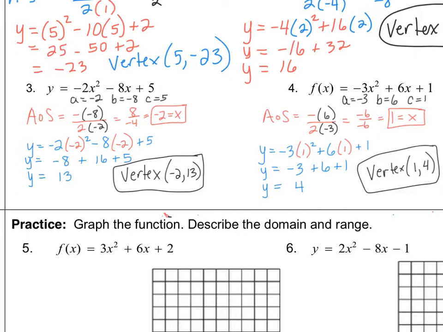Number 5 wants us to graph the function and describe the domain and range. The way we're going to graph the function is we need to find our vertex and our axis of symmetry, just like we did. And then we're going to use our y-intercept, which is the c value of our equation, for our third point. Then we can graph it, and then we'll write our domain and range. So I want you to pause your video and work through number 5 and number 6 on your own, and then check back for the solution and the final explanation.